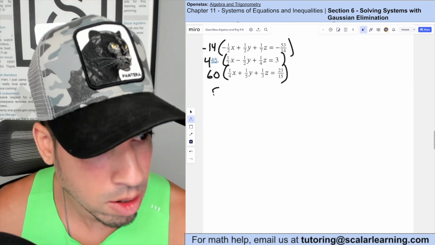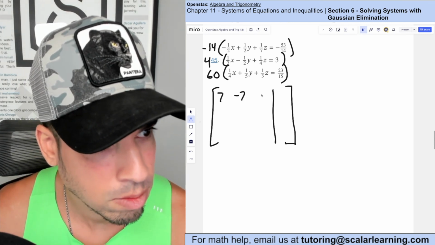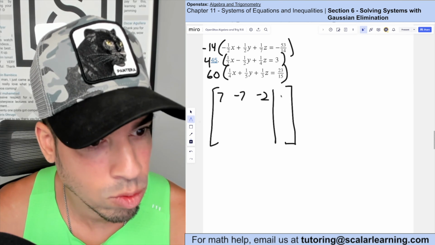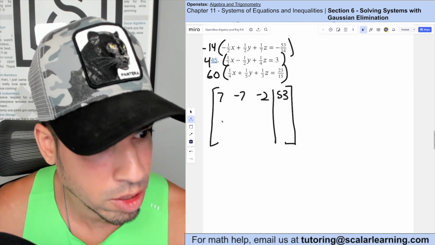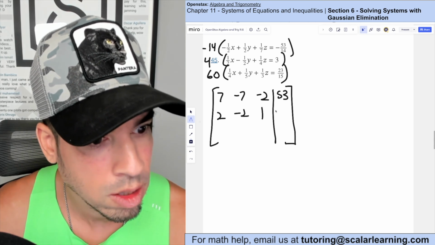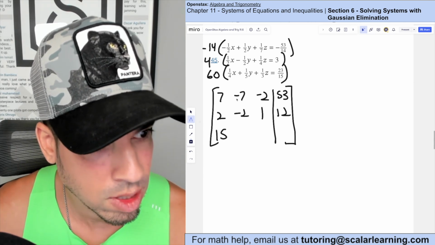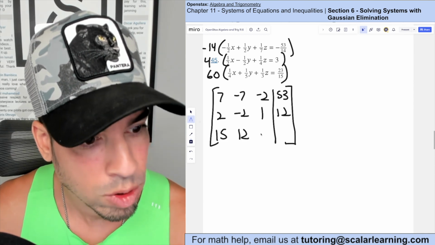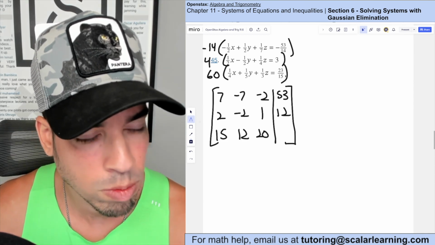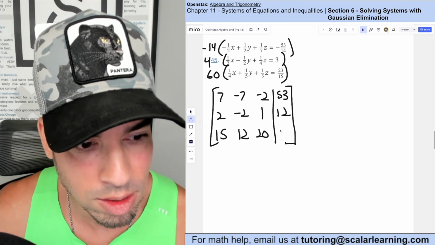Okay, so let's write it out. So distribute the negative 14, we get 7, negative 7, negative 2, and then that one would be positive 53. Over here, we'd have 2, negative 2, 1, and 12. And then down here, 1/4 of 60 is 15, 1/5 is 12, 1/3 is 20, and then we multiply here. 15 and the 60 cancel out to a 4. 4 times 23 is 92.